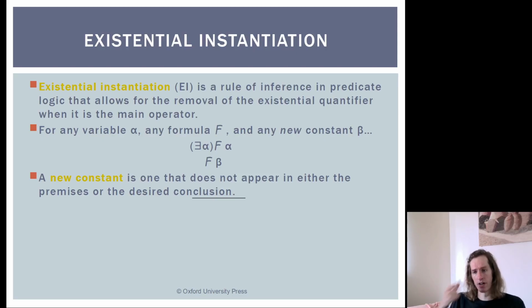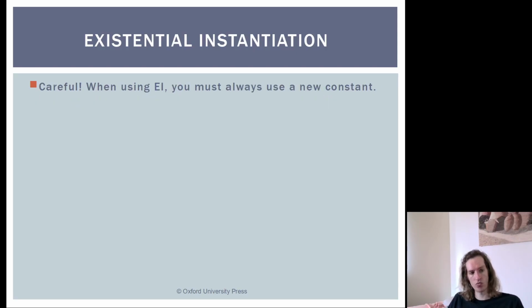So for any variable alpha in any formula f and any new constant beta, we'll have some existentially quantified formula. We can get rid of the existential quantifier, and we'll put in, instead of the variable alpha, a constant beta, which you can see here. But it's really important that whatever constant we put in is a new constant that has not appeared in any of the premises or the conclusion that we want to show. So we always have to use a new constant.